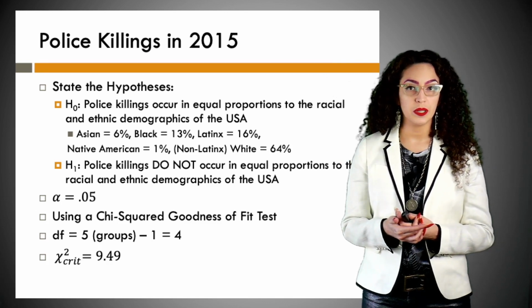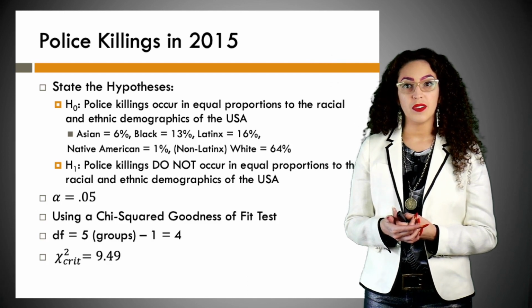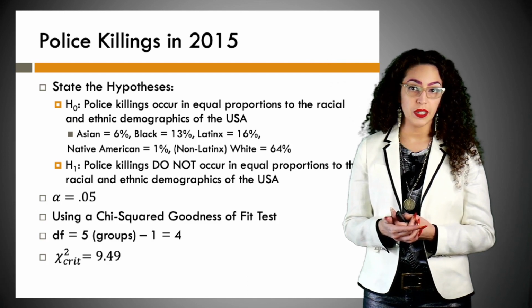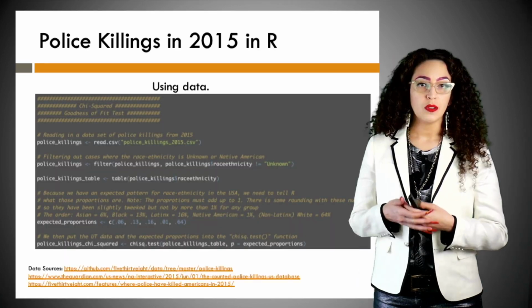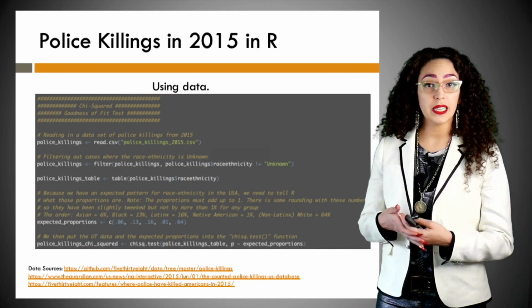We're using a chi-squared goodness of fit test. We have 5 groups minus 1, so we have 4 degrees of freedom. We have a critical value of 9.49. So I'm going to do this example in R because this is a real data set.